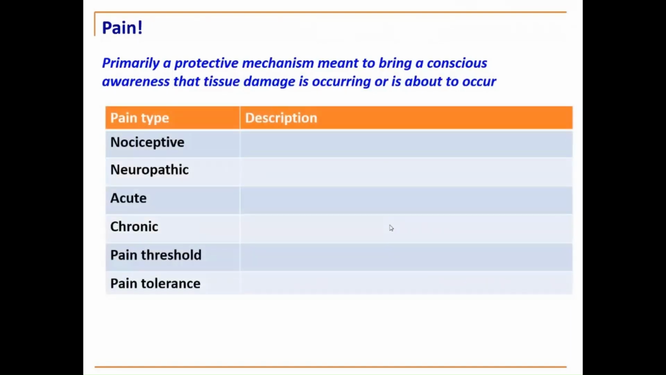The different types of pain are shown down the left side of this table: nociceptive, neuropathic, acute, chronic. And then I want you to think about pain threshold and pain tolerance. So what I'd like you to do is, in each case, press pause and give me a description of what nociceptive pain is, neuropathic pain, acute and chronic, and what pain threshold and pain tolerance actually mean. Because remember, pain receptors can be activated by many things, for example, chemicals released from injured tissue, or too much pressure. So press pause and have a think.